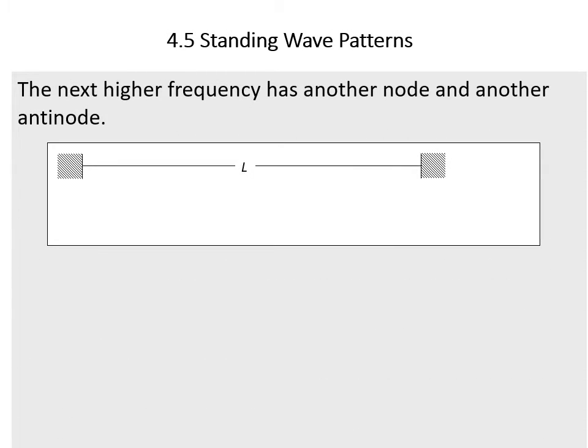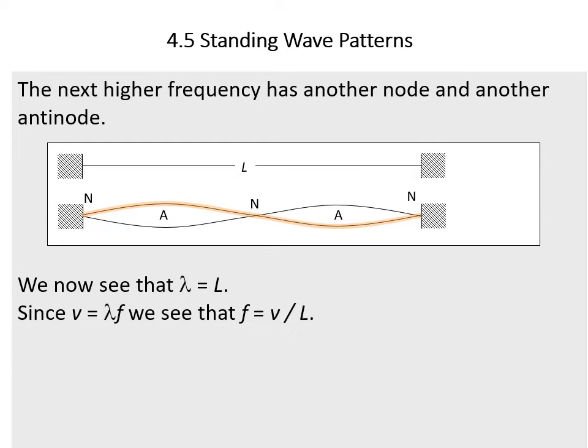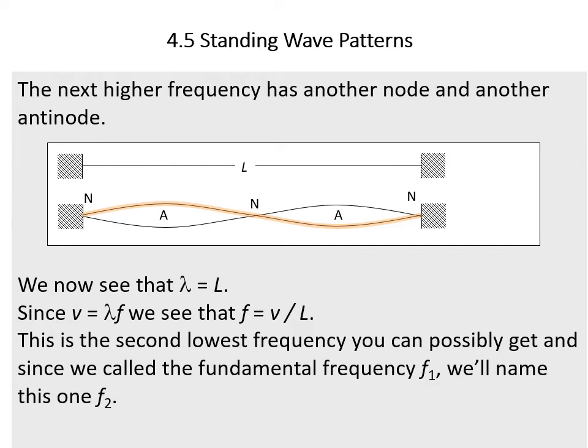So the next higher frequency for a plucked string has two antinodes and three nodes. We now see that lambda equals a full L. And since again the wave speed equals lambda times frequency, the frequency of the second harmonic is v over L.